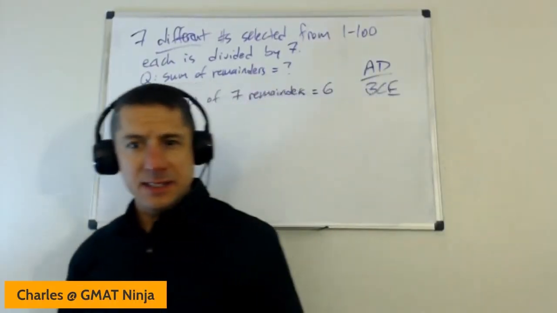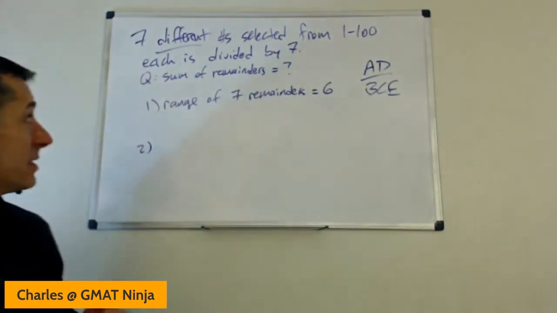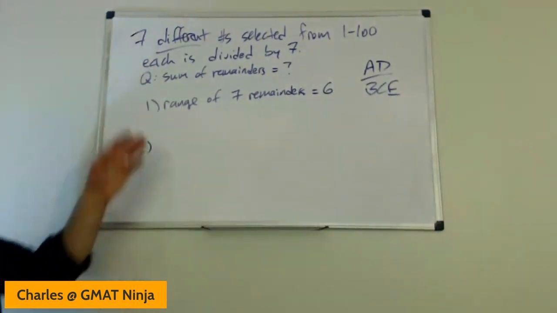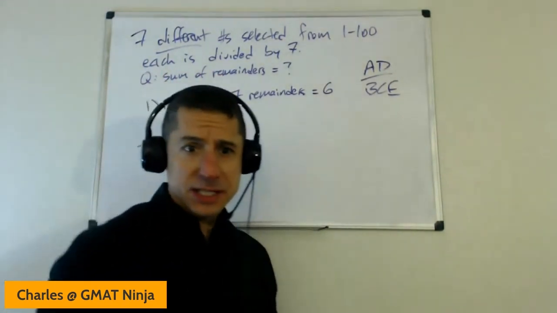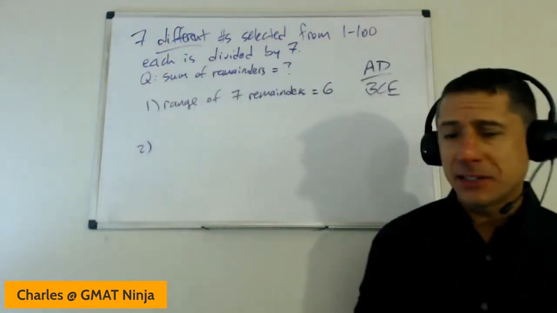Seeing a pretty even mix of a couple different answers. Let's see where that takes us here. So 7 different numbers selected from the integers 1 through 100. Each of those is divided by 7. What's the sum of those remainders?